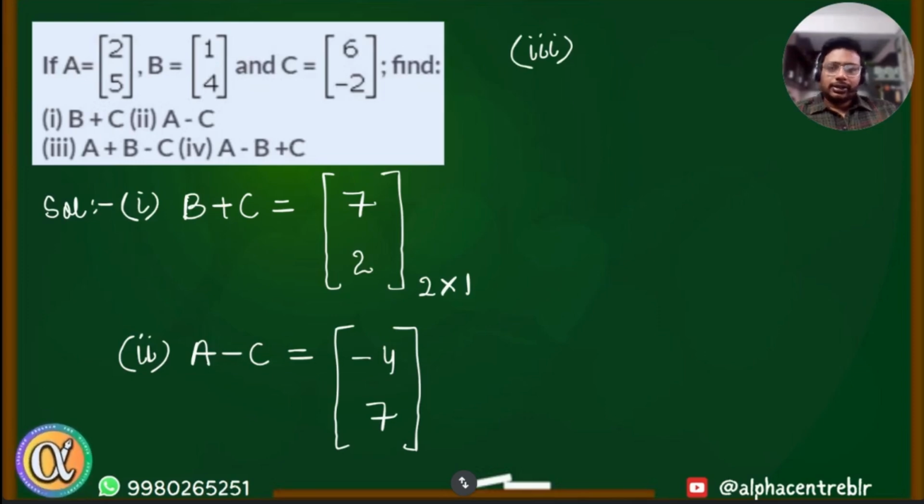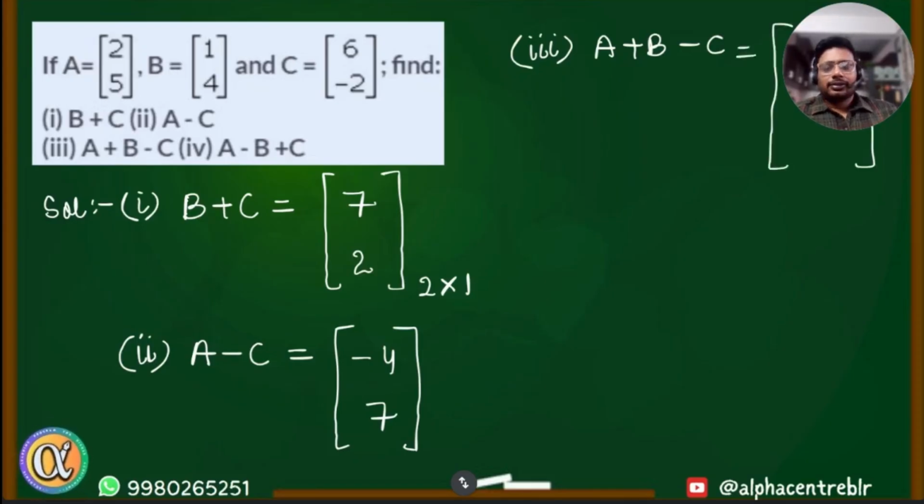Third one: A plus B and then minus C. So we add A and B and then subtract C. I think we can do that mentally. Tell me what is the first term here. When you add the corresponding terms of A and B, it's 2 plus 1, 3. And from 3 you subtract 6. What is 3 minus 6? -3. That's it. So that's your first term here.